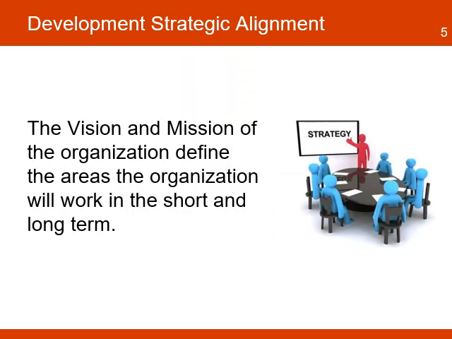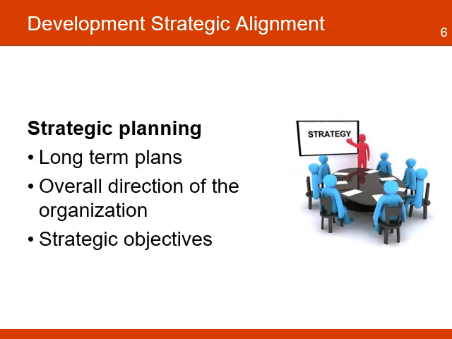What is meant by strategy? The vision and mission of an organization define the areas where an organization will work in the short and long term. Every organization has a vision, and that vision defines what they want to do, how they are going to do it, and the resources they will need to achieve it. The strategy is a set of actions the organization has identified that will help achieve its long-term goals in the most effective and efficient manner.